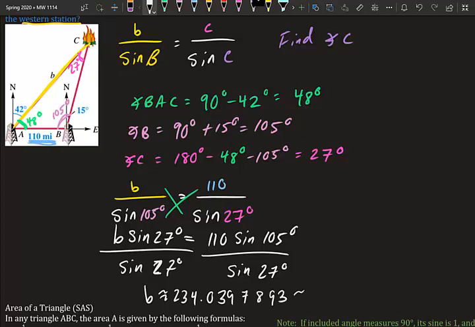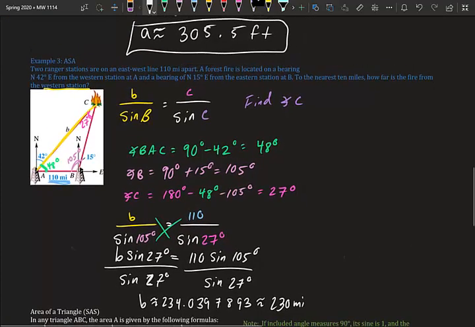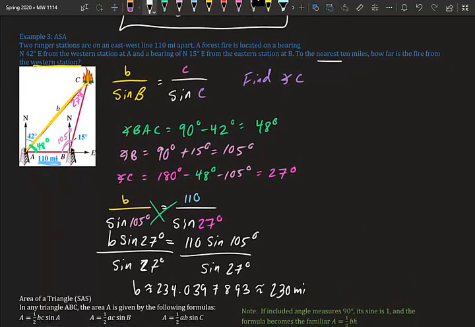234.0397893, which is approximately 230 miles. It asked us to round to the nearest 10 miles. So 10 is 200 miles, 210 miles, 220 miles, 230 miles, 240 miles. So we rounded it to the nearest 10 miles, which is 230 miles.